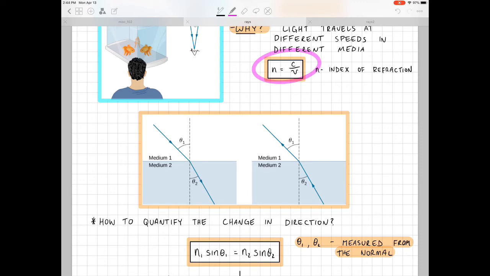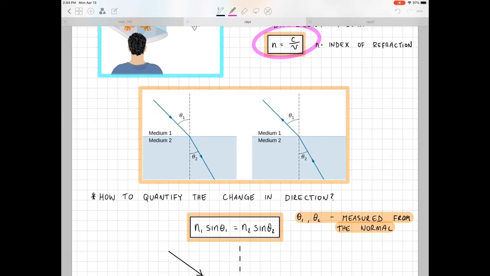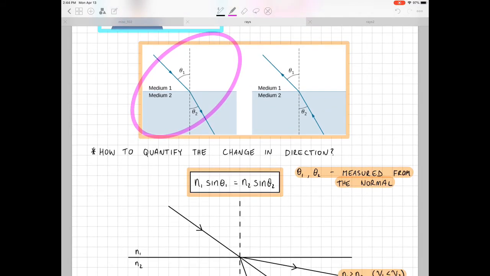And so I've got this image here of a light ray passing from medium 1 into medium 2. You want to know how much the light bends, what's the angle theta 2 there. There's a specific relationship between the index of refraction in each medium and the incident and refracted angles in the media. This is known as Snell's law: n1 sine theta 1 equals n2 sine theta 2. Remember, both of those angles are measured from the normal.